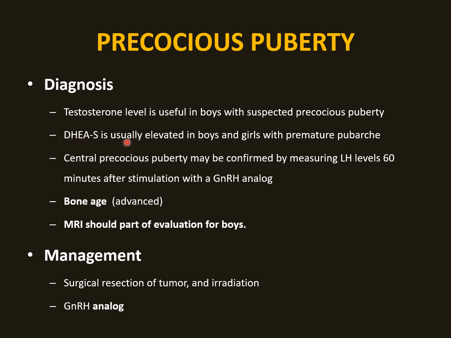DHEA-S is usually elevated in boys and girls with premature puberty. In central precocious puberty, you should measure the LH after stimulation with a gonadotropin releasing hormone analog. Bone age will be advanced. MRI should be part of the evaluation for boys because of the high risk of intracranial tumor, and for girls as well if you suspect a tumor. Management: surgical resection of the tumor and irradiation, and gonadotropin releasing hormone analog, not antagonist, analog.